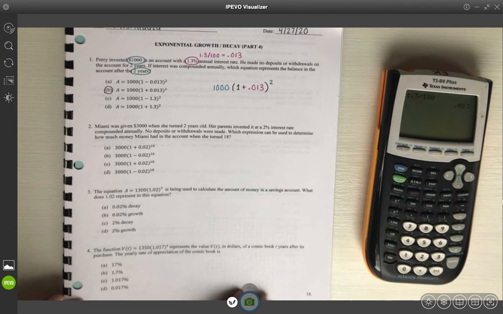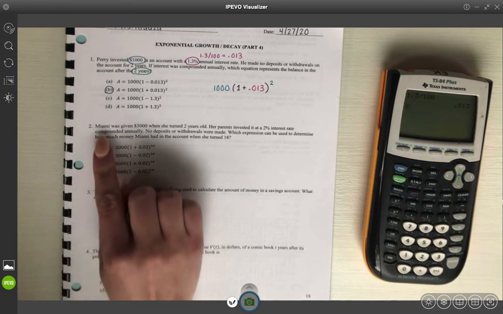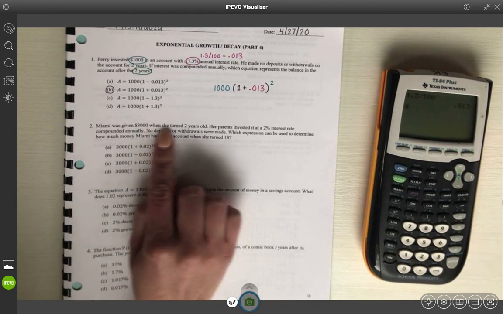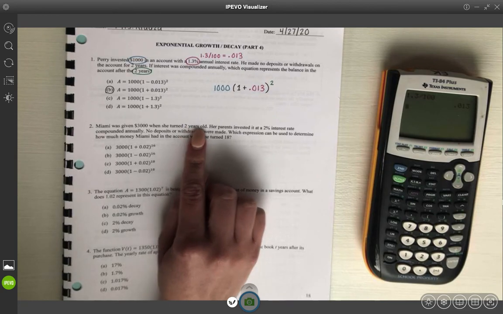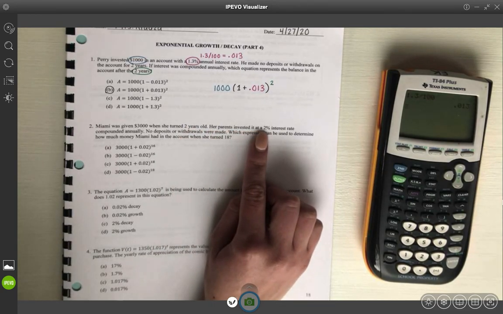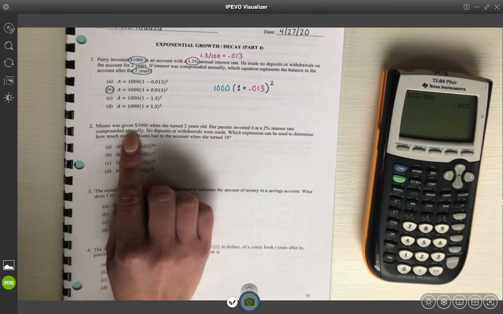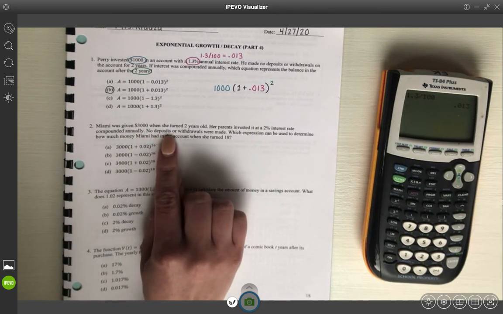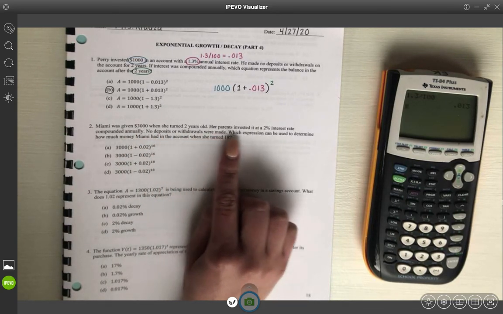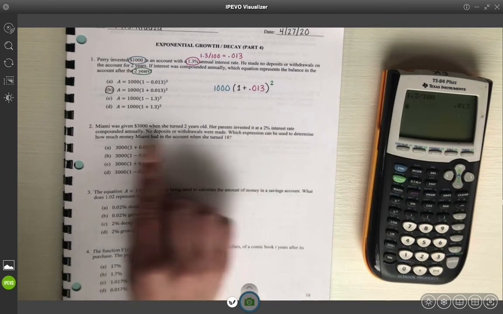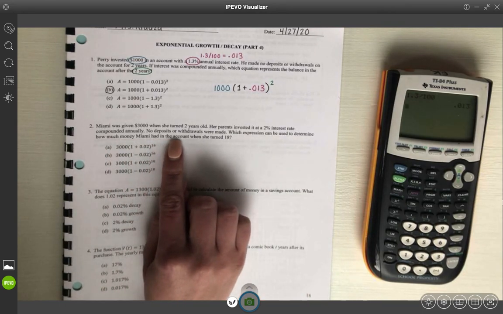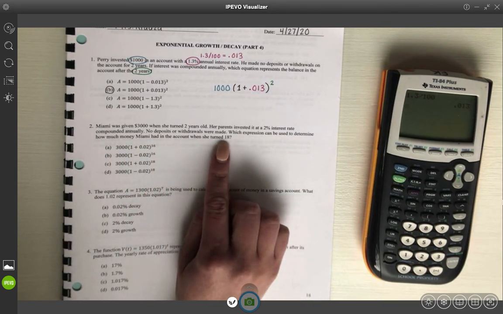Let's look at number 2. Miami was given $3,000 when she turned 2 years old. Her parents invested it at a 2% interest rate compounded annually. No deposits or withdrawals were made. Which expression can be used to determine how much money Miami had in the account when she turned 18?